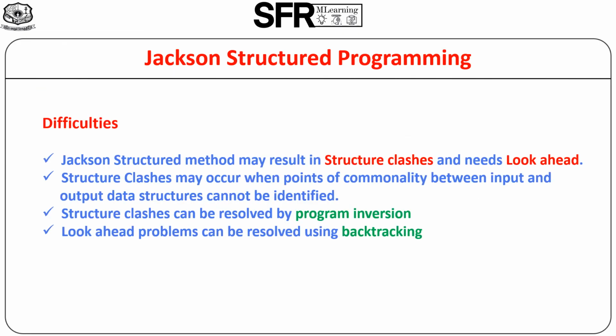The Jackson structured method may result in structure clashes and needs lookahead. Structure clashes may occur when a point of commonality between input and output data structures cannot be identified. Structure clashes can be resolved by program inversion. Lookahead problems can be resolved using backtracking.